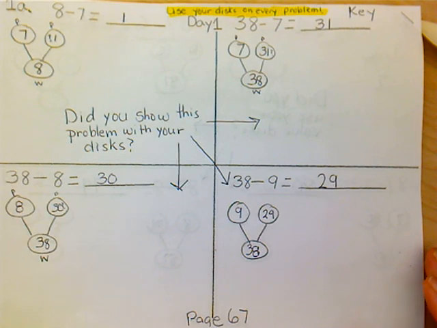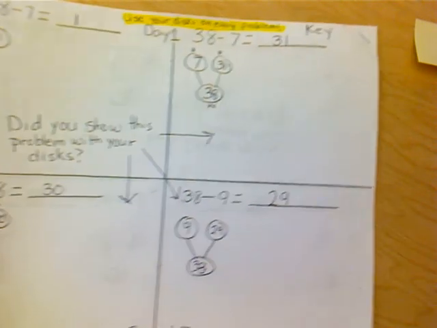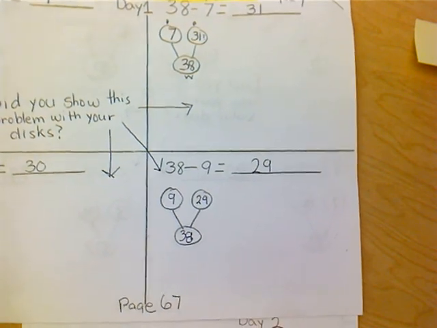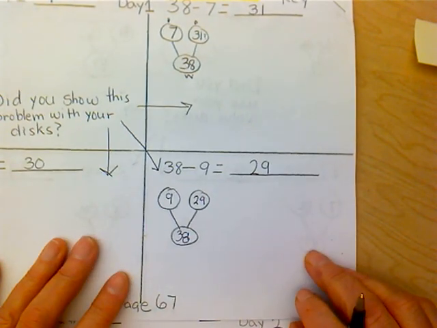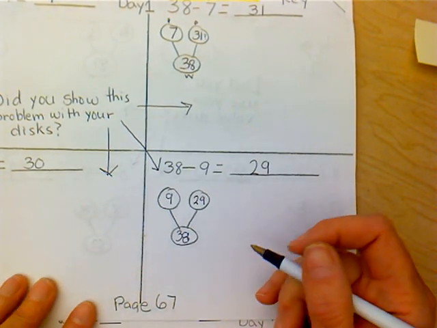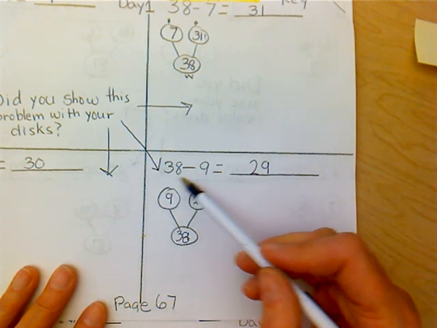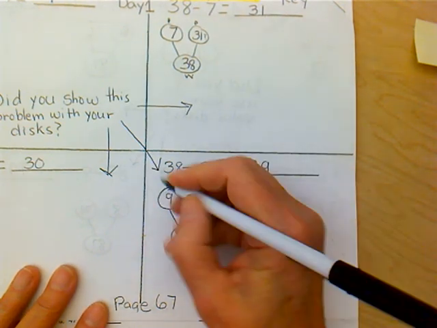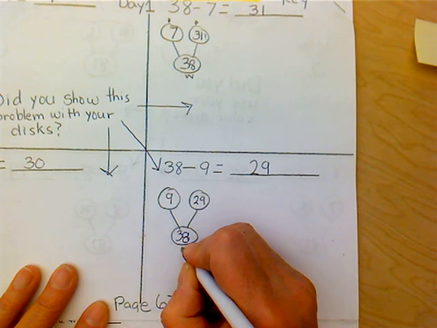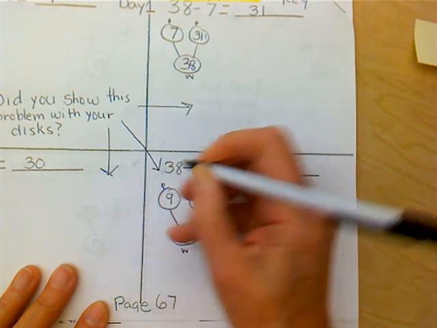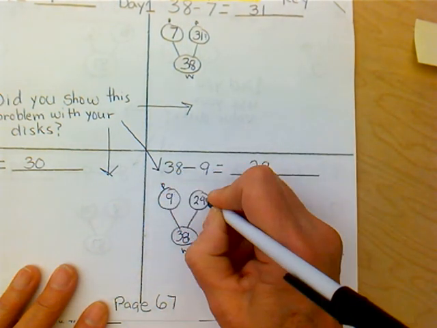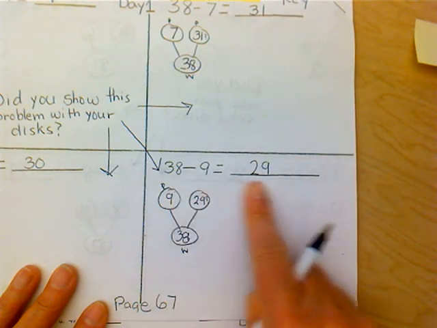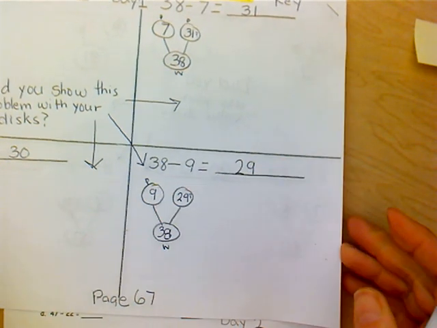And I'm going to keep saying that because I know it's going to be really tempting to just think, oh, I can count that on my fingers. Well, the ones that we're going to start doing in another day or two, you can't just count on your fingers. You really need to know how those value discs are working. So 38 take away 9. This was my whole, my part, and I was coming up with the missing part. My missing part was 29.